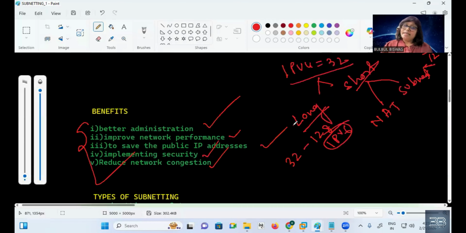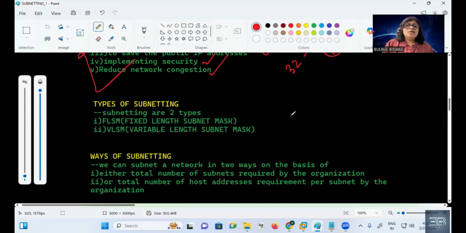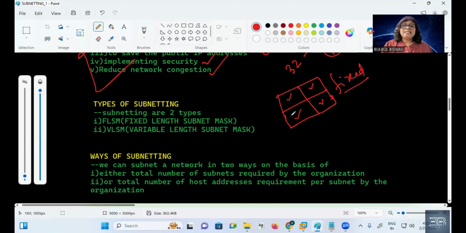So right now we believe in subnetting till IPv4. Now, the question is, what are the types of subnetting? Subnetting is of two types. One is FLSM, another is VLSM. Fixed length subnet mask and variable length subnet mask. That means we have to understand in brief. If we go for FLSM, if I break my large network into a smaller number of subnets, the length of every subnet will be fixed. So we call it a fixed length subnet mask.